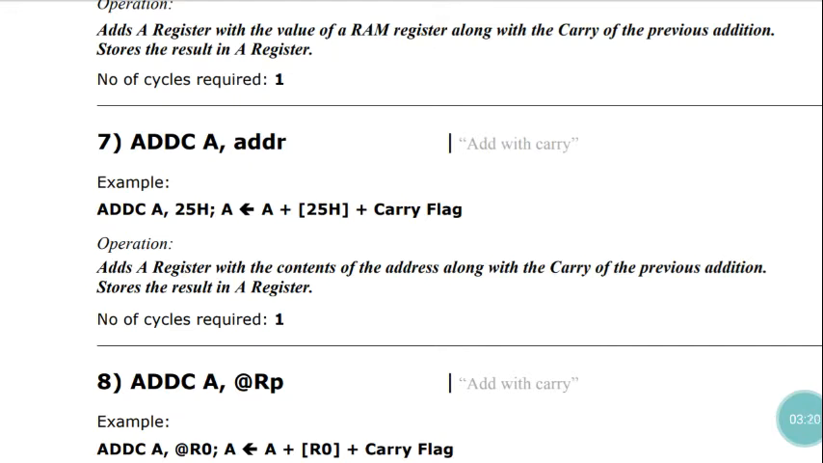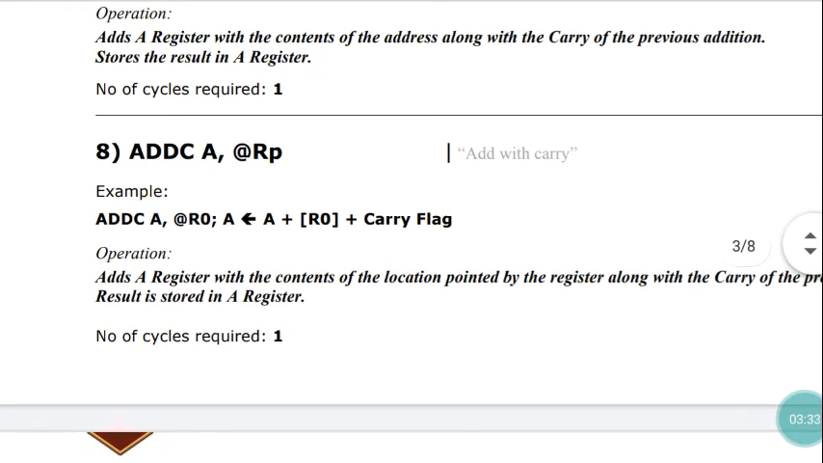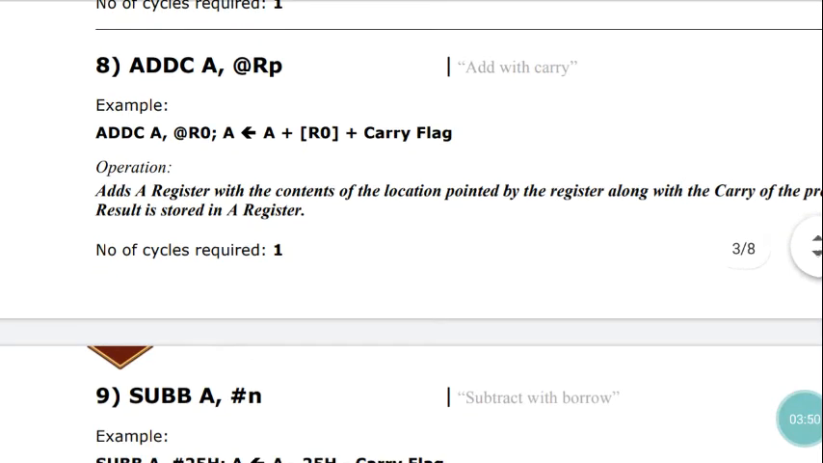It is also simple. Here the address of the operand is given. We are adding the value A and the value present at the location and also the carry flag, and the result will be saved into the accumulator. The next one is ADDC A, @Rp. Address of the operand is given by the register Rp. Here I have taken the register R0. Here the second operand address is given by R0. We are adding the value A and the value present at the location given by R0, and then adding the carry flag.